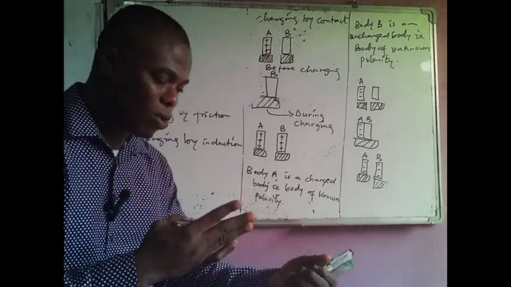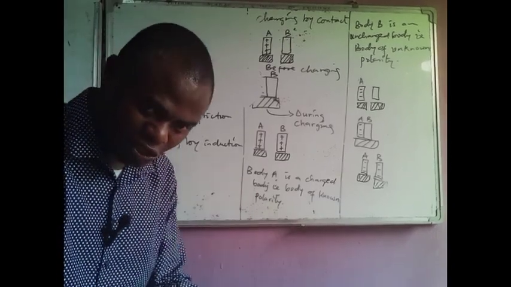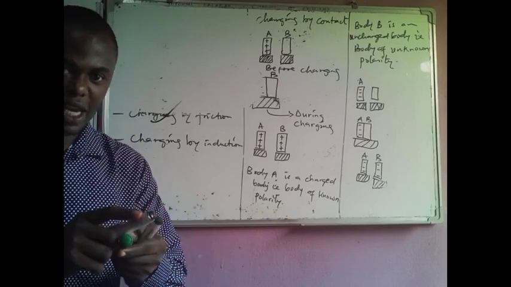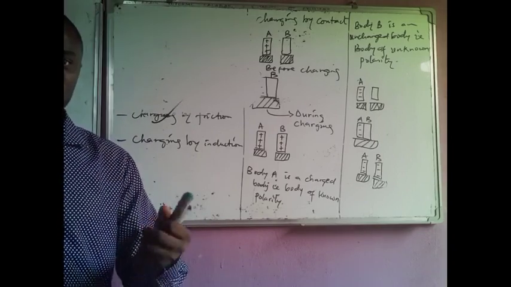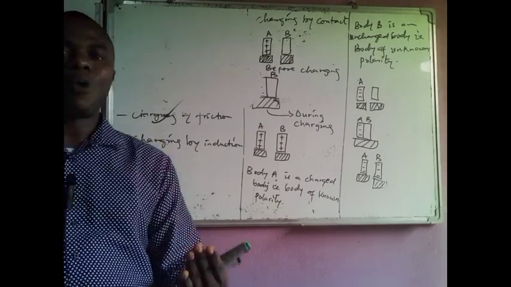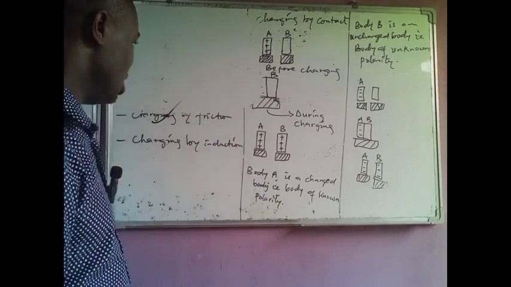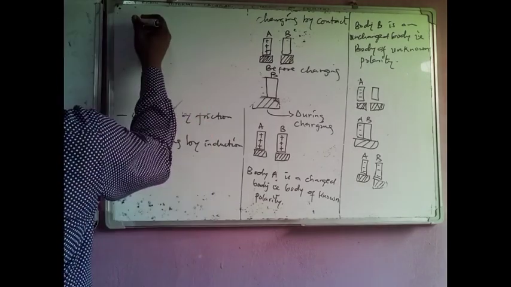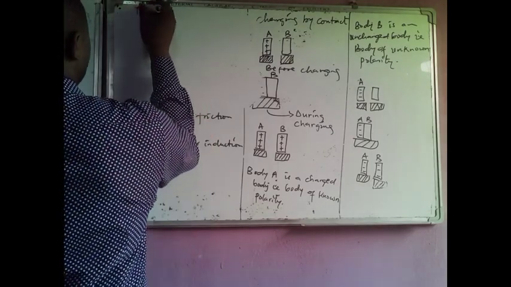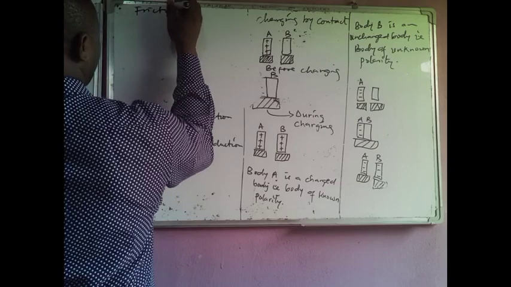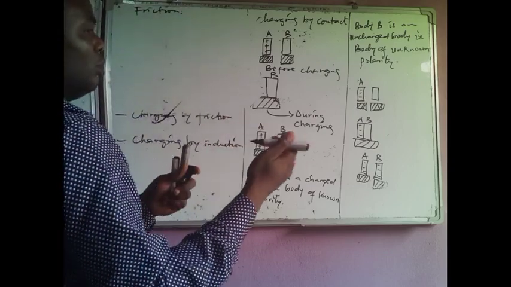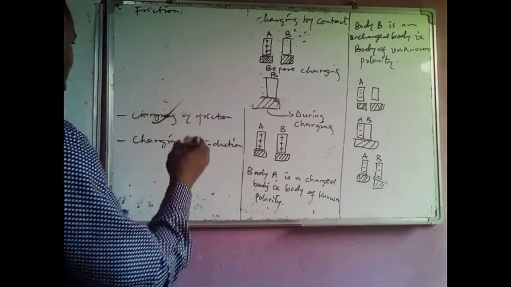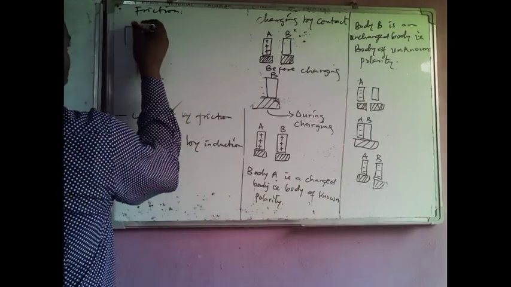You bring them and rub them vigorously on each other. At the end of the charging process, the two neutral bodies end up acquiring opposite types of charge. That is what happens under charging by friction. Friction is a force that opposes motion between two objects in contact.